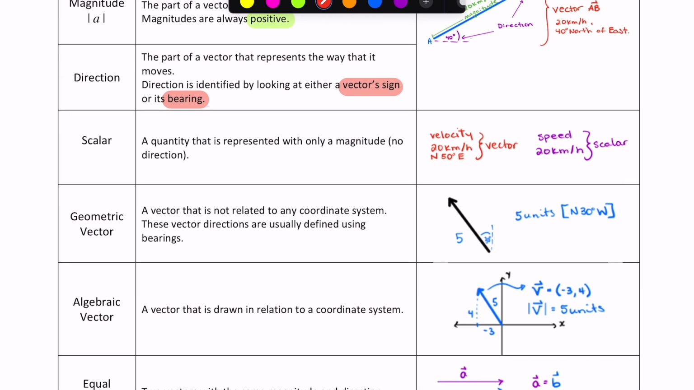A geometric vector is a vector that is not related to any coordinate system. So there's no points that are related here. Again, these vector directions are usually defined using bearings, and we'll look more at bearings below. Bearings really mean using things like north, east, south, west to help us identify the direction that it's moving.